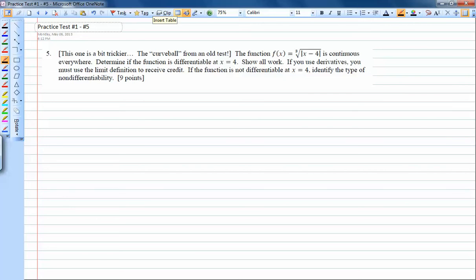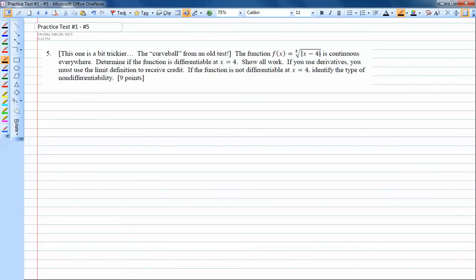Okay, so let's look at number 5 from practice test number 1. This, I think, is probably the hardest problem on both practice tests, just so you know. And so we've got this function, and you can tell already that function is not pretty, right? It's a cubic root of an absolute value that's translated over 4 units.